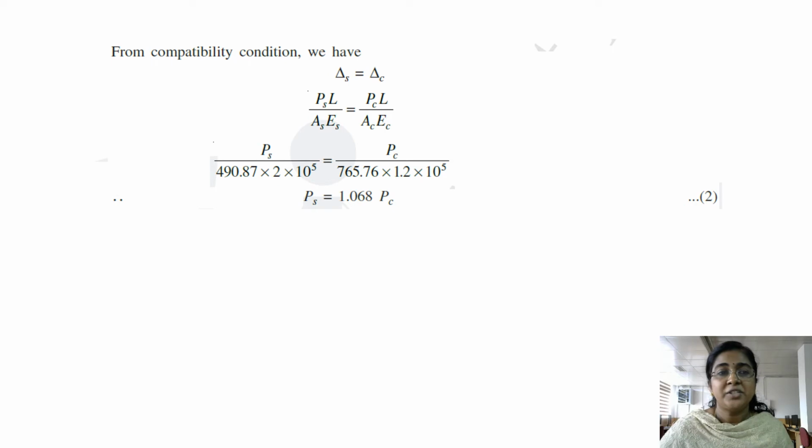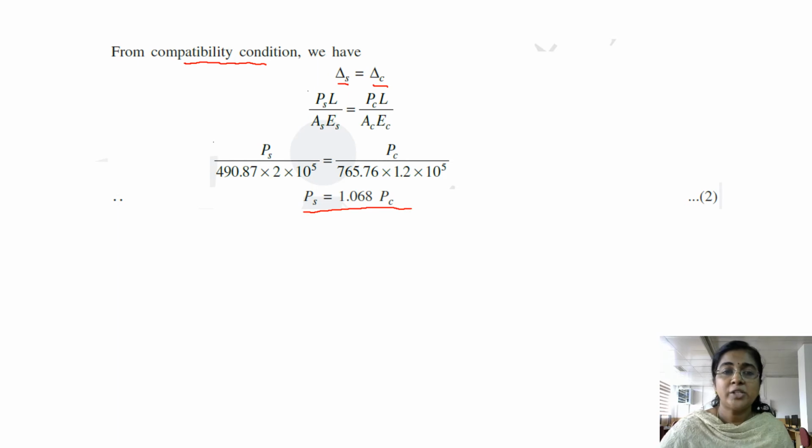And the next condition, that is a compatibility condition. As in the previous case, here it is a compound bar and the total change in length, that is change in length of steel is equal to change in length of copper. That is PS LS by AS ES is equal to PC L by AC EC. Length of both members are same. Then substituting the corresponding values of area as well as modulus of elasticity, we will obtain the relation between these two. And PS, that is the load taken by steel, is equal to 1.068 load taken by copper.